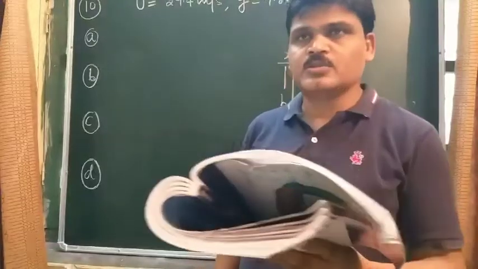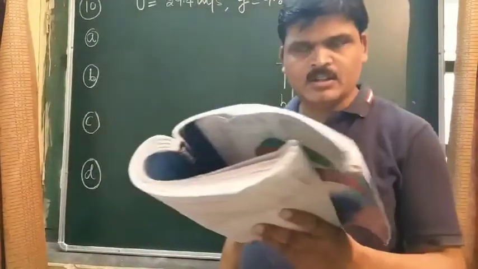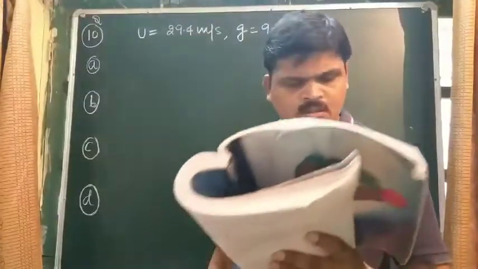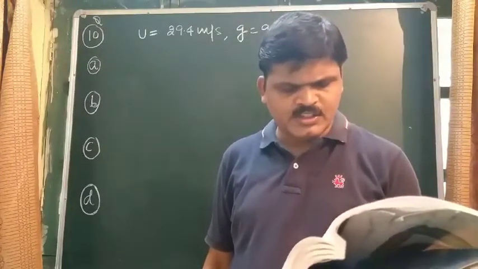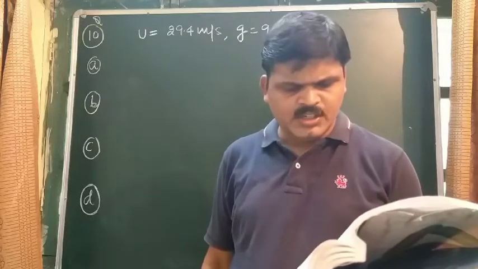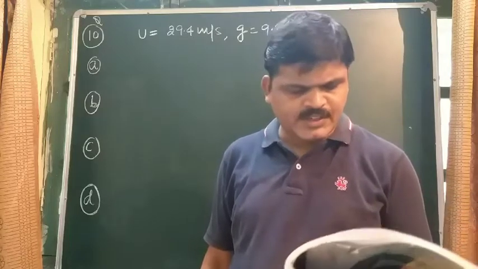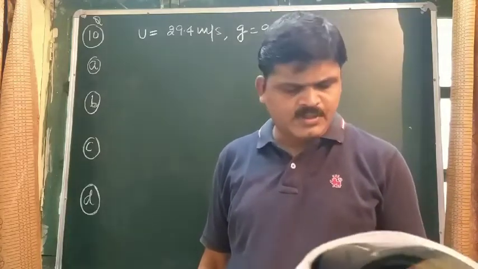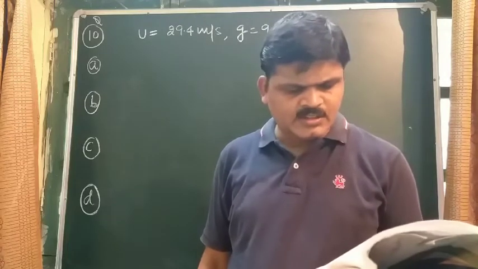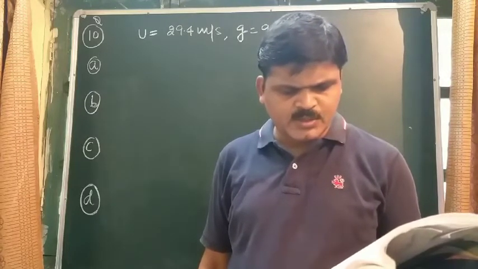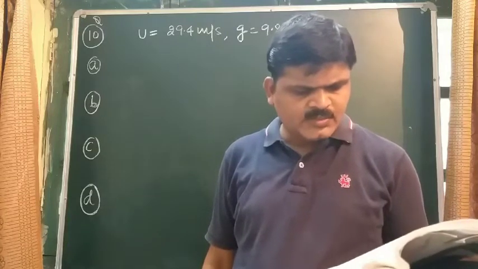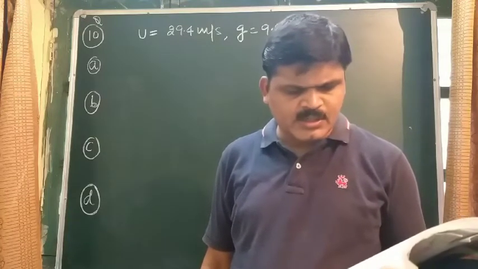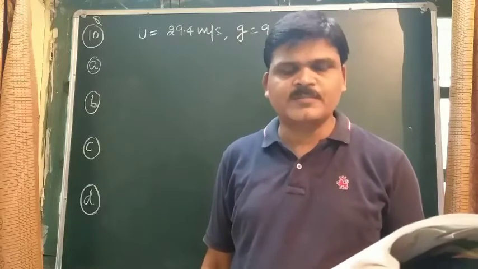The next question, question number 10. A player throws a ball upward with an initial speed of 29.4 meters per second. Calculate, first, what is the direction of the acceleration during the upward motion of the ball? Second, what are the velocity and acceleration of the ball at the highest point of its motion?